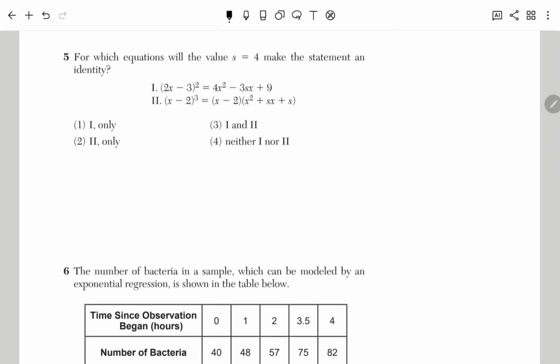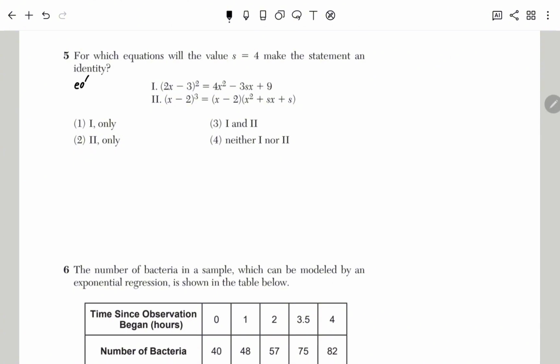Question number 5. For which equations will the value s equals 4 make the statement an identity? So, identity means they're equal on both sides. So, I'm going to simplify number 1. So, we have 2x minus 3 squared. Again, we can do the trick that I said.